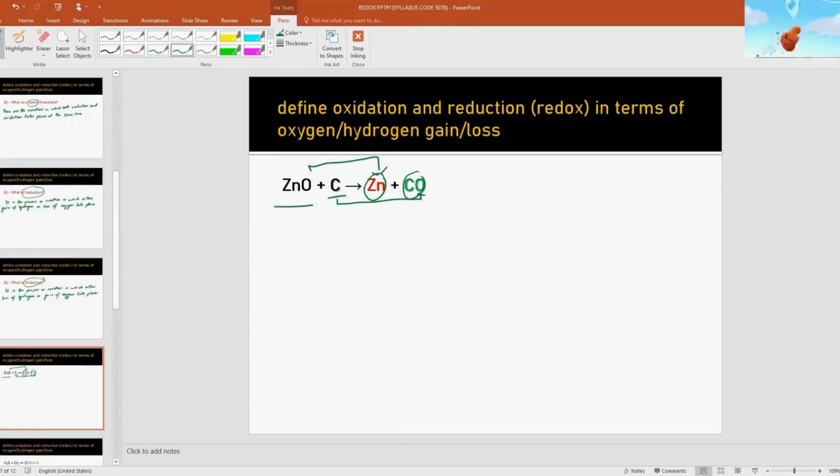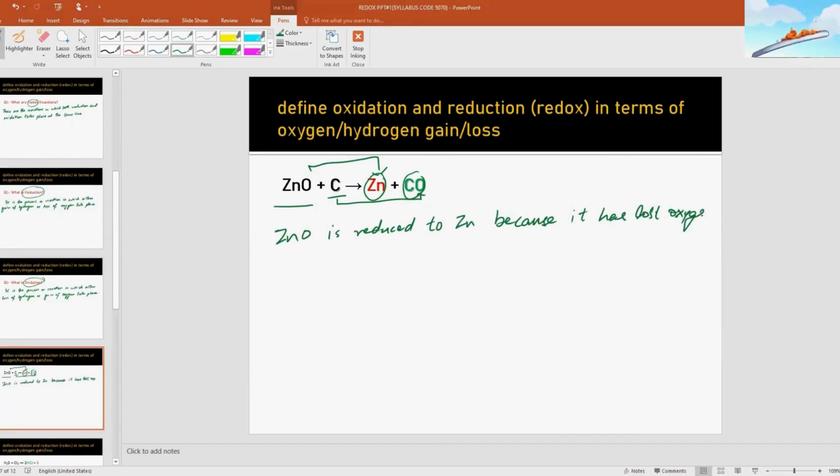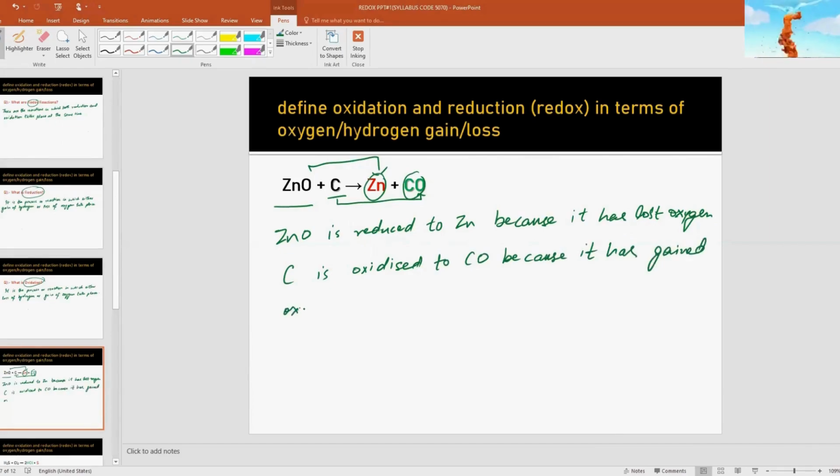Let me write the statement for this reaction. ZnO is reduced to Zn because it has lost oxygen. C is oxidized to CO because it has gained oxygen.